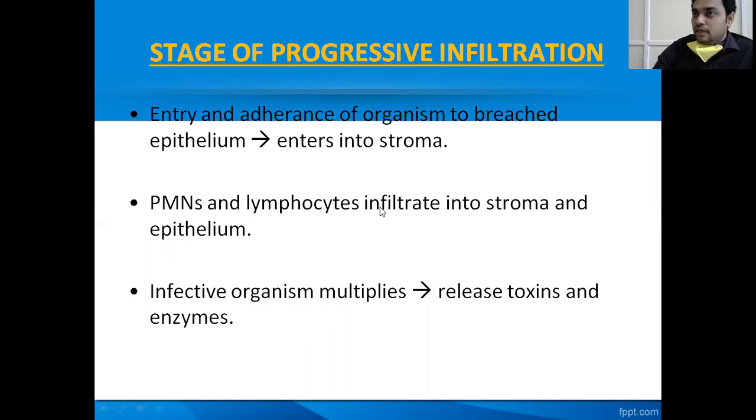So basically, after any corneal epithelial breach, this organism enters into the corneal stroma. As the organism has entered, the inflammatory cells also enter as a part of host defense mechanism. The inflammatory cells also enter, and the bacteria multiplies and releases the toxins and enzymes.